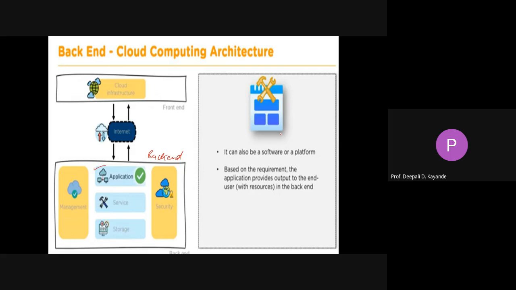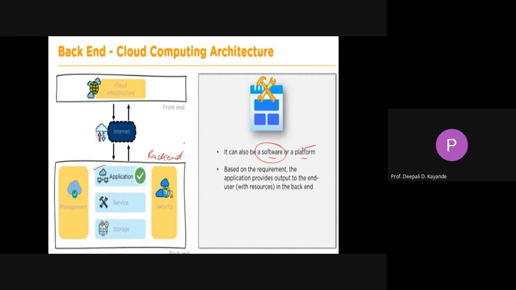Now, what exactly is an application? An application can be a software or a platform. That depends on what you are using. If you are using a website, then that will be a platform. But for example, if I am using VMware or VirtualBox which is present on the cloud, then that will be the software. So that depends on what your application is. Application can be a software also, or a platform also. Now, based on the requirement, the application provides the output to the end user in the backend.